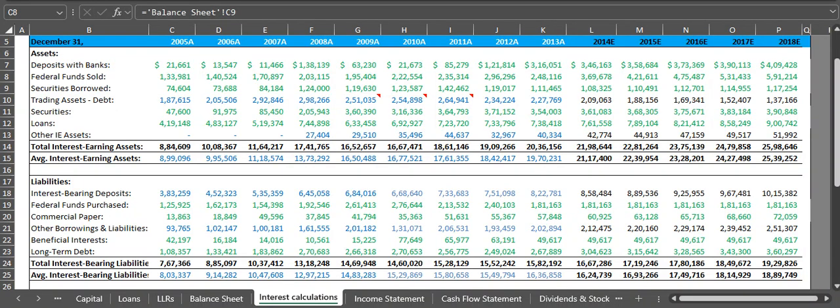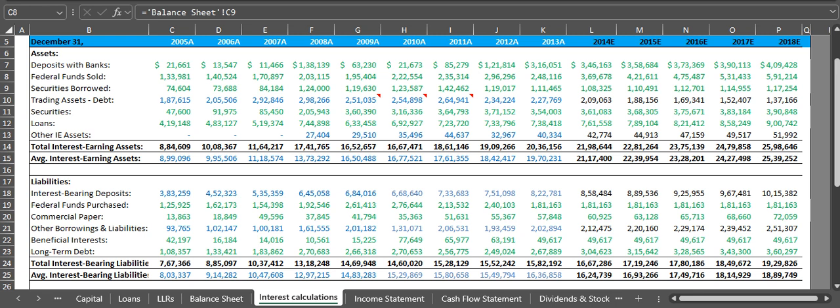In this video we are going to discuss the JP Morgan financial model. In the previous video we discussed the different aspects of the financial model: the balance sheet, capital, loan and LLR ratio. In this video we are going to discuss the interest calculation.